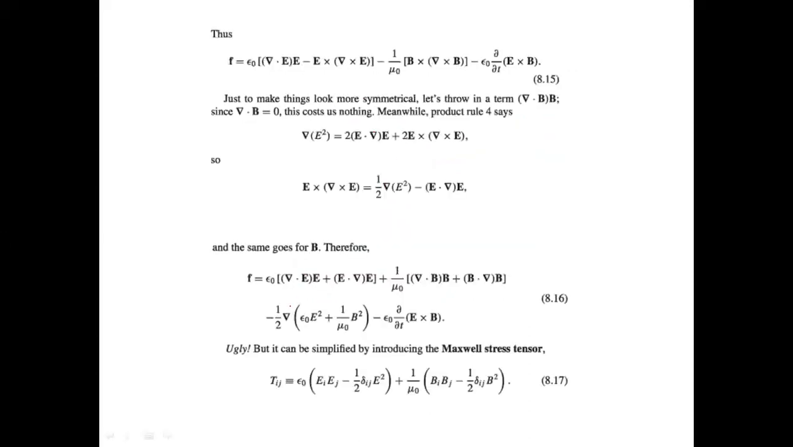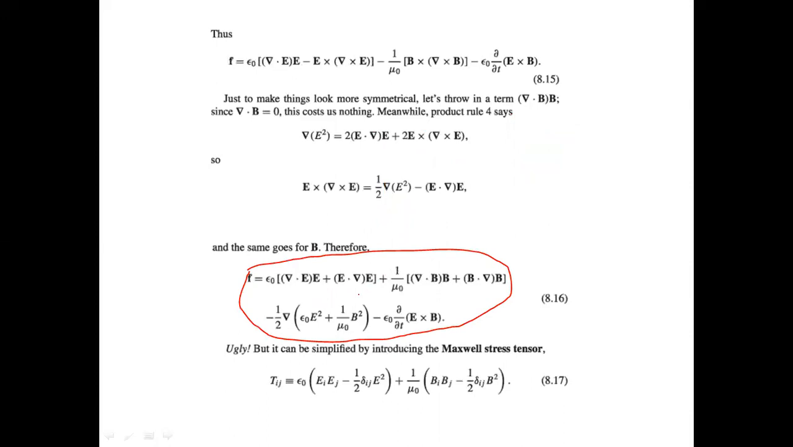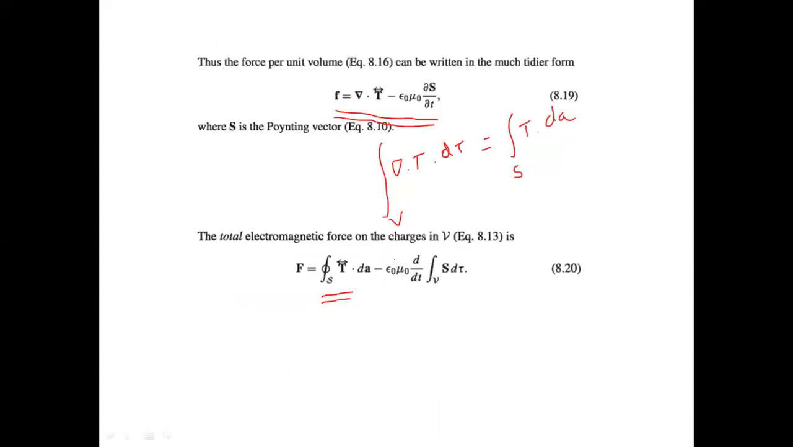So this expression here is completely represented by this formula here. This expression here completely represents this encircled expression. So now we've got the total electromagnetic force on charges in V, and expression 8.20 gives the total electromagnetic force on a collection of charges in a volume V.